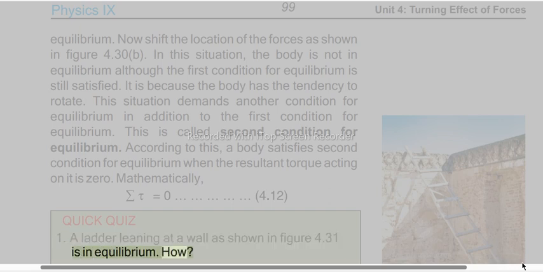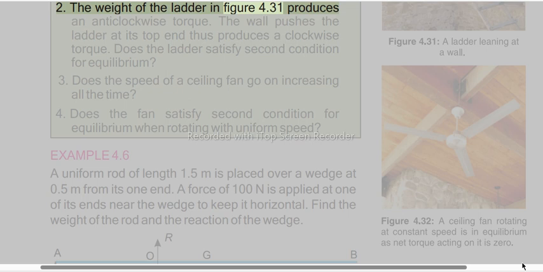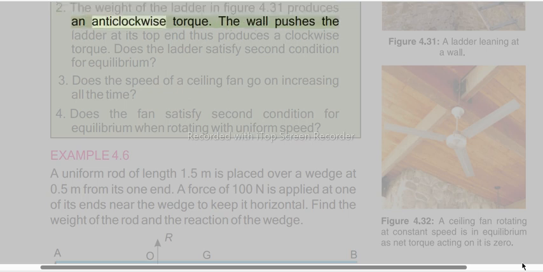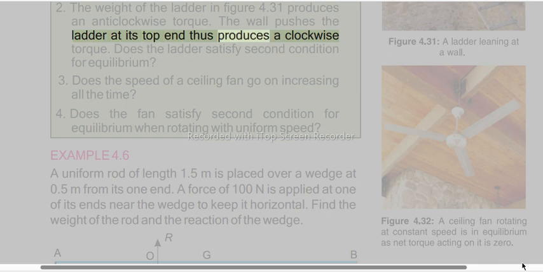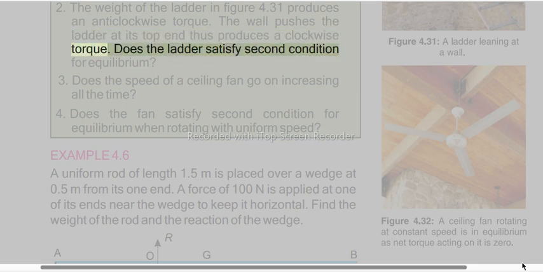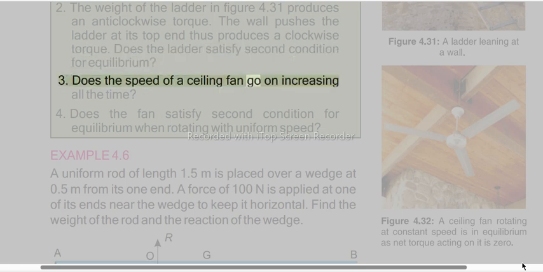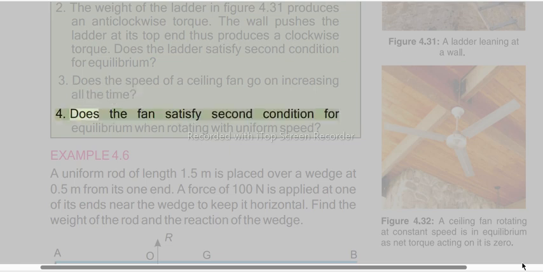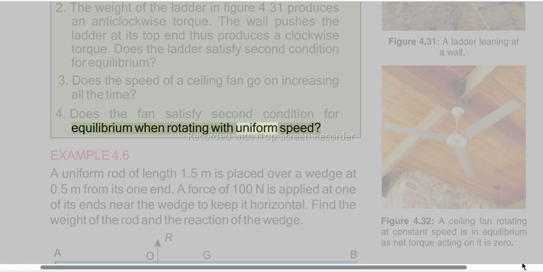How? 2. The weight of the ladder in figure 4.31 produces an anticlockwise torque. The wall pushes the ladder at its top end, thus produces a clockwise torque. Does the ladder satisfy second condition for equilibrium? 3. Does the speed of a ceiling fan go on increasing all the time? 4. Does the fan satisfy second condition for equilibrium when rotating with uniform speed?